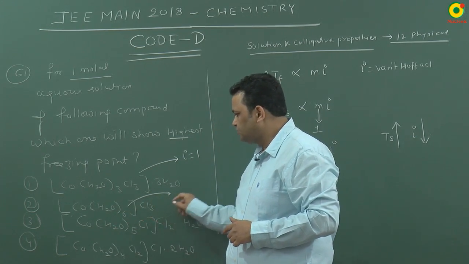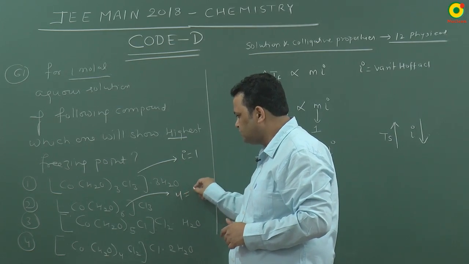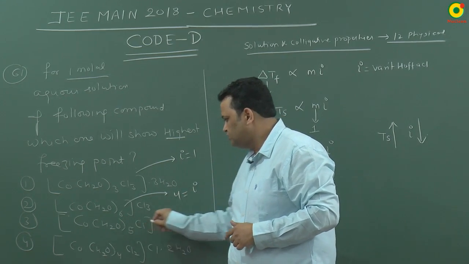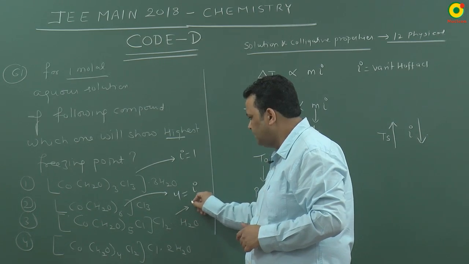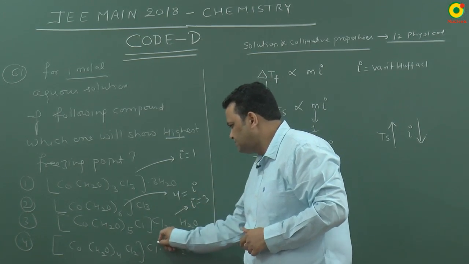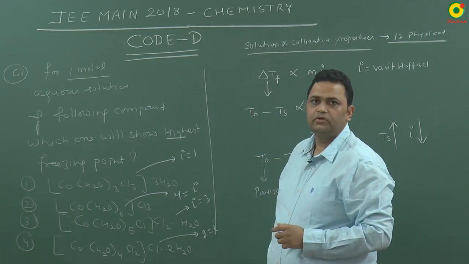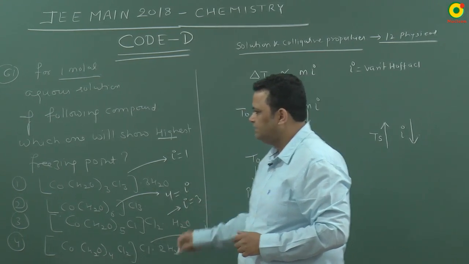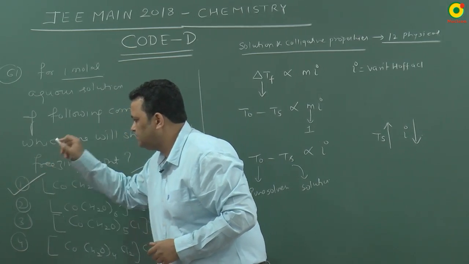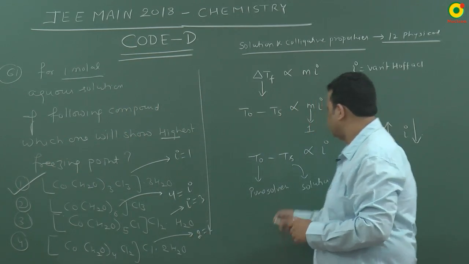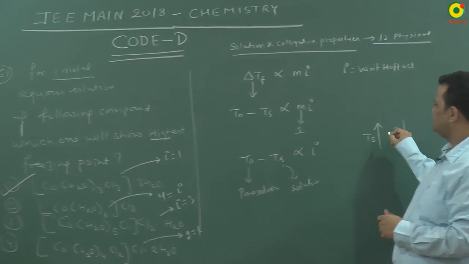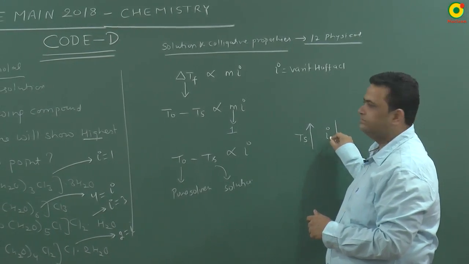This molecule will dissociate into 4 ions, so i is equal to 4. This one dissociates into 3 ions, so i is equal to 3. This one dissociates into 2 ions, so i is equal to 2. So the lowest value of i is for the first option. So the answer is the first option, having the highest value of Ts means the lowest value of i.